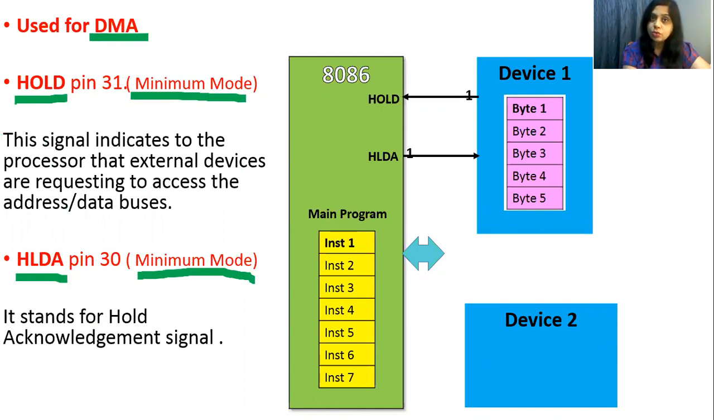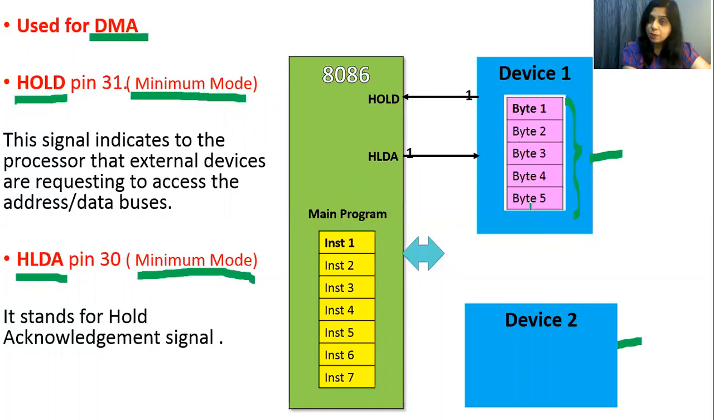Let's assume a situation in which this is device 1 and this is device 2, and there is a huge amount of data that device 1 wants to transmit to device 2. When device 1 wants to transmit huge data to device 2, it is called direct memory access. It is not sending it through 8086, but it wants to transmit directly to device 2, and that's why the name is DMA access, direct memory access.